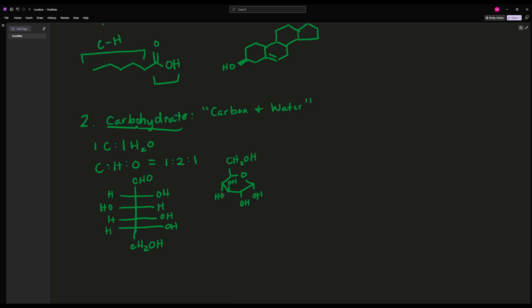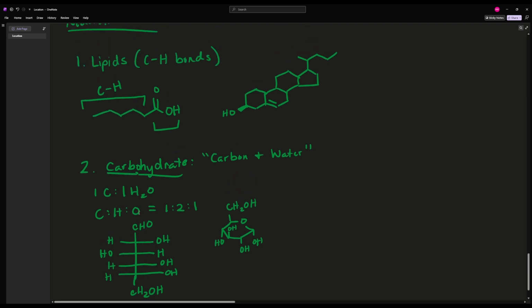Now, the monomer for these macromolecules. For lipids, there aren't true monomers, because lipids, fun fact, are not technically a macromolecule, because they do not possess a true monomer. For carbohydrates, we can link multiple glucoses together. For example, let's draw in this one glucose molecule, and we can link it together with another glucose molecule.